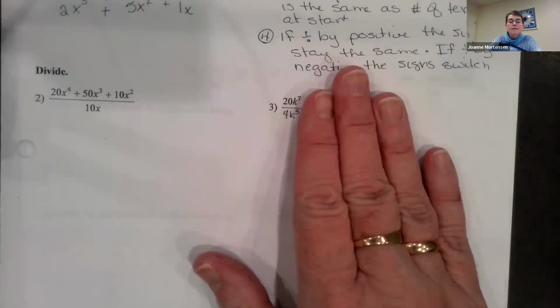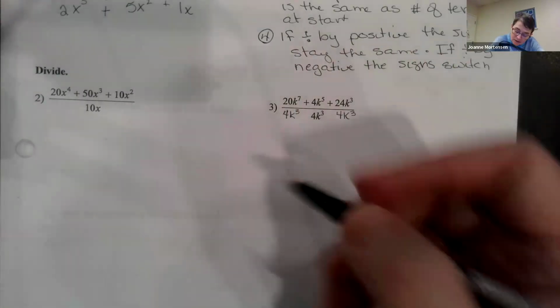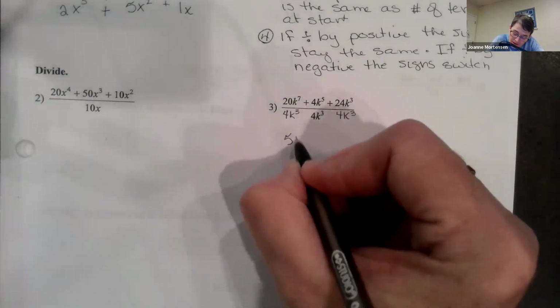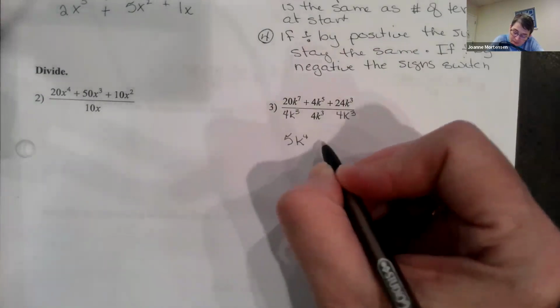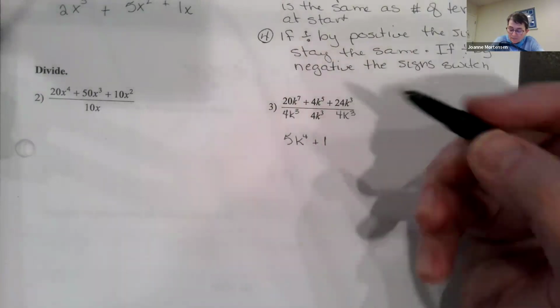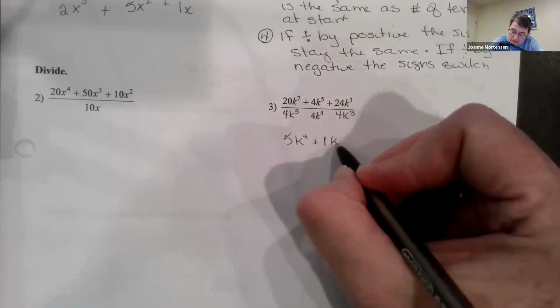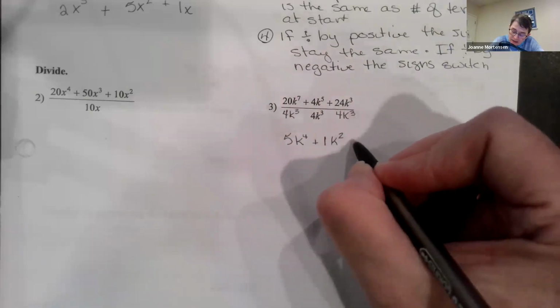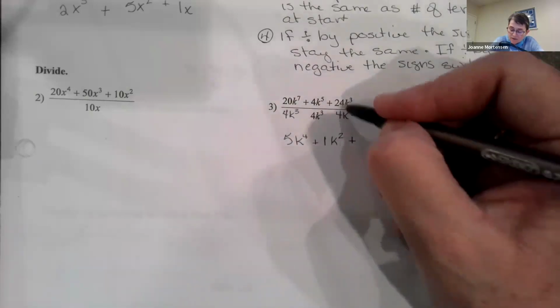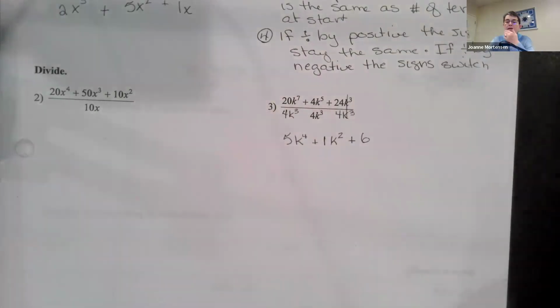So 20 divided by 4 is going to give me 5, and k to the 7 divided by k cubed is going to give me k to the 4th. So 5k to the 4th plus 4 divided by 4 is going to be 1. k to the 5th divided by k cubed is going to be k squared. Plus, bring down my sign, 24 divided by 4 is going to give me 6. And in this case, the k squared are going to disappear. So that's it.